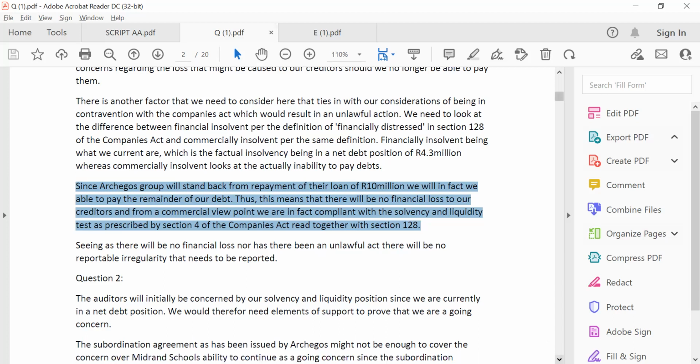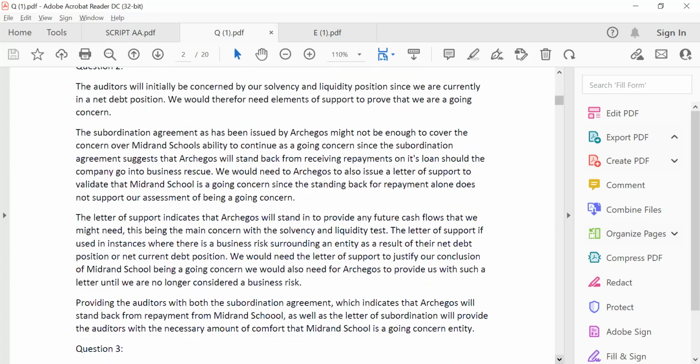Okay. Then if we look at question number 2, the candidate talks about the auditors will initially be concerned by our solvency and liquidity position since we're currently in a net debt position. So again, the net debt position will be concerning for going concern purposes. However, the candidate goes on to show that they understand the impact of the subordination agreement on the going concern status. So they say that yes, there is a subordination agreement.